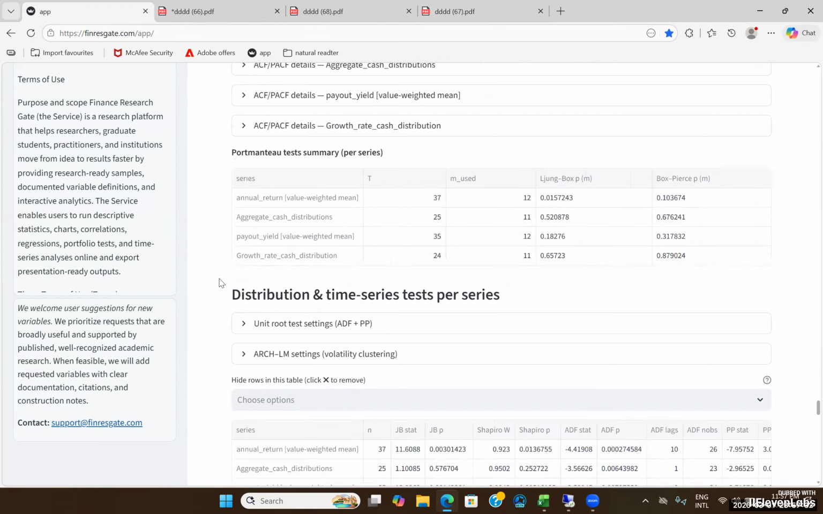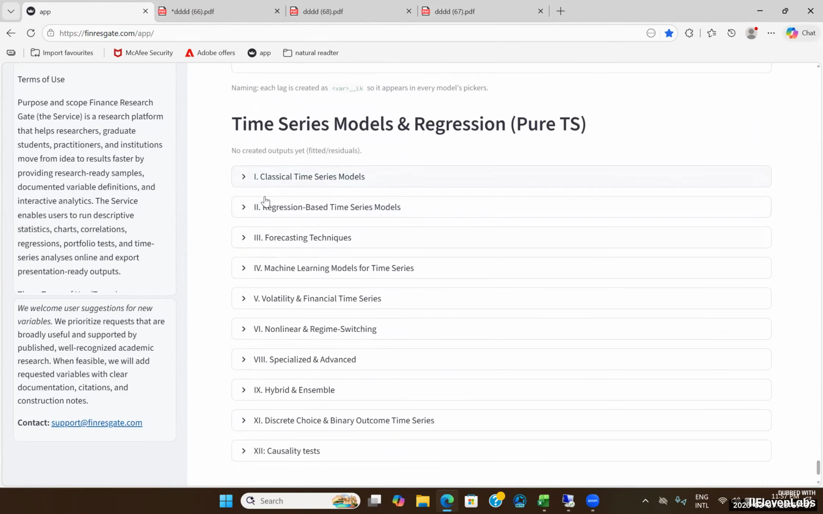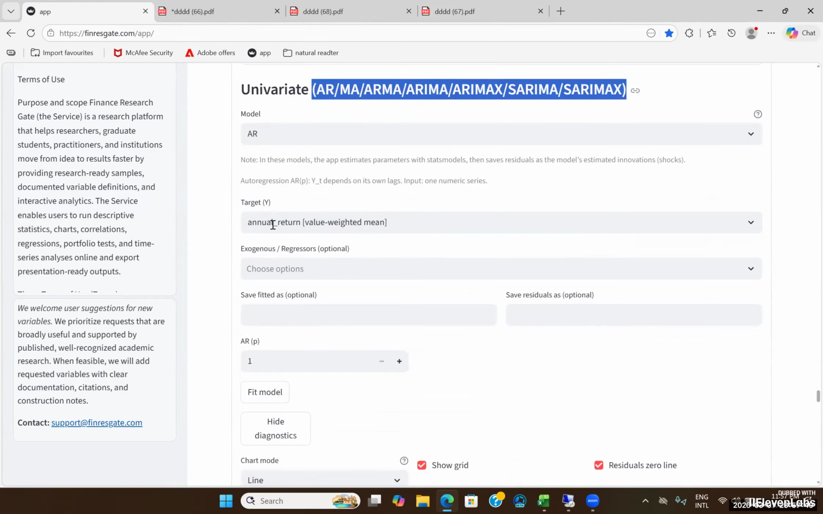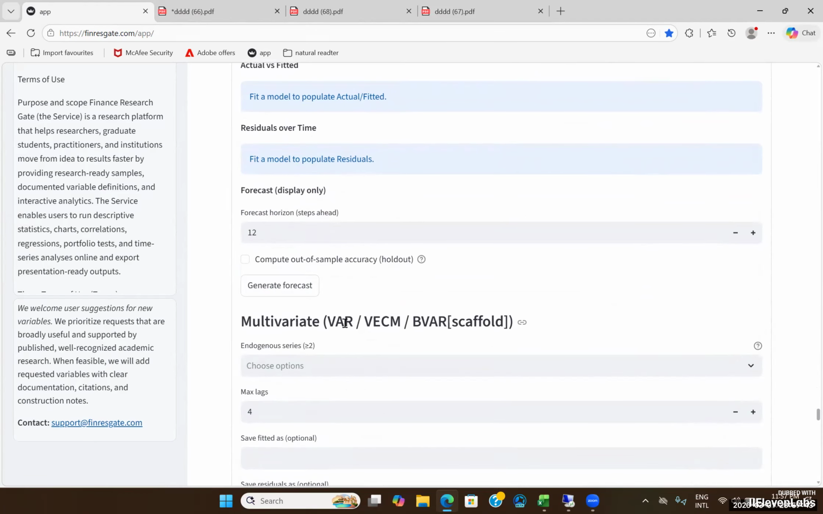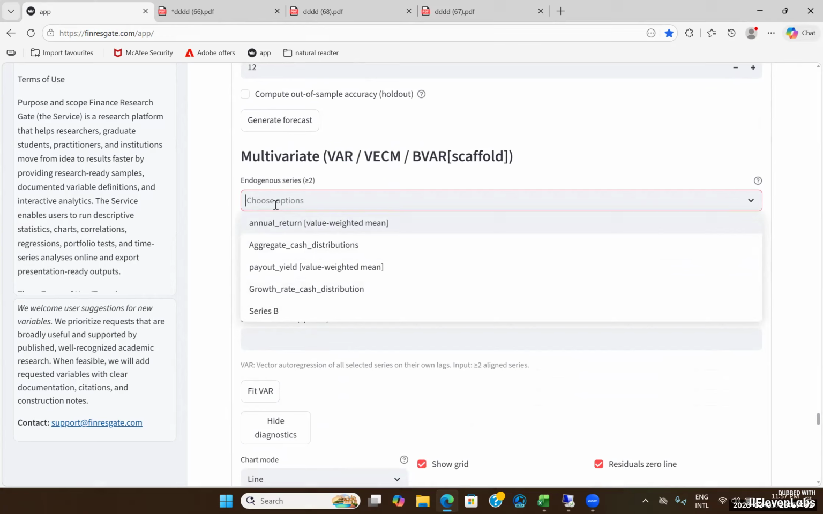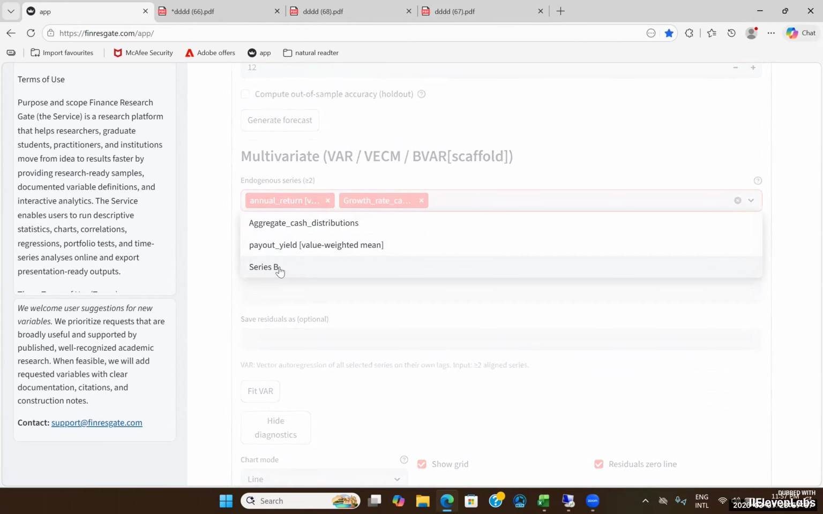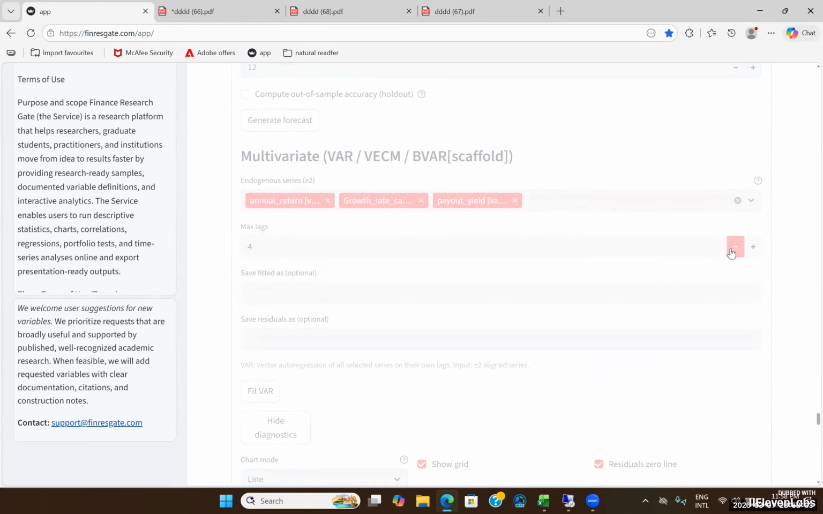Let's scroll down to the very end of this. Okay, let's go ahead and apply the VAR model to this analysis. It doesn't seem to be immediately visible on the screen, so we'll need to scroll further down the page to locate it. There, we'll find the multivariate version, which is the VAR. Now, let's proceed to select all the variables from our vector. These include first, the annual return, second, the growth rate, and finally, the payout yield. Regarding the number of lags we require, given that we are exclusively working with annual data, we are confident that a single one-year gap will be entirely sufficient. Therefore, our approach will be to utilize just one lag.